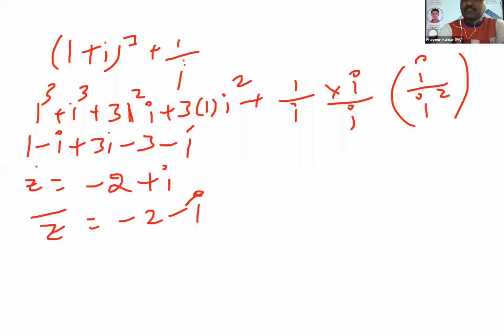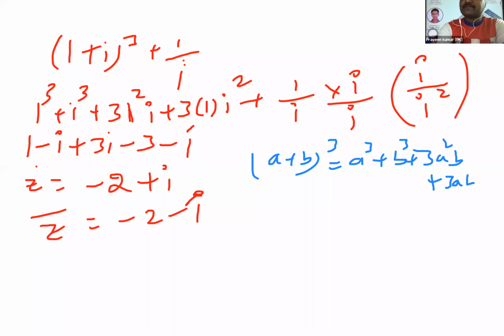So what I used here is the (a plus b) whole cube formula: a cube plus b cube plus 3a square b plus 3ab square. And for 1 by i, I just rationalized. After rationalizing I got i by i square. i square means minus 1, so i by minus 1 is minus i. That only I wrote here.